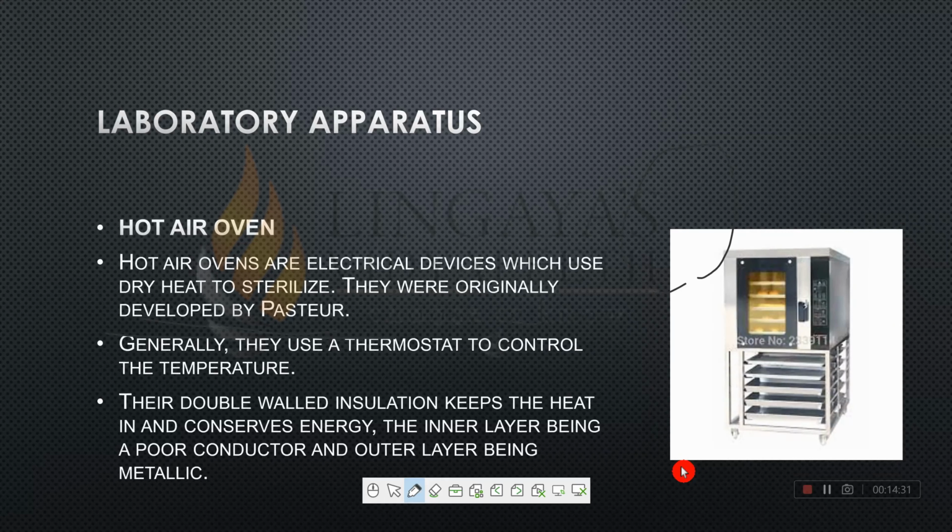Now next one is the hot air oven. Here you can see the hot air oven. Hot air ovens are electrical instruments which are used to provide sterilization. Alright, so as we covered in the sterilization video, there are two types of sterilization through which the substances in the hospital or laboratory can be sterilized.